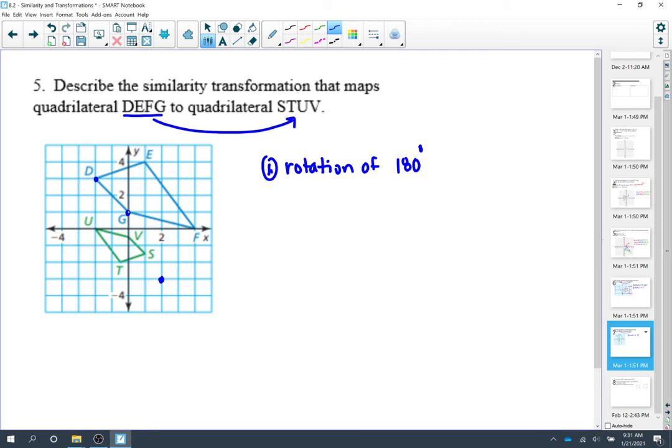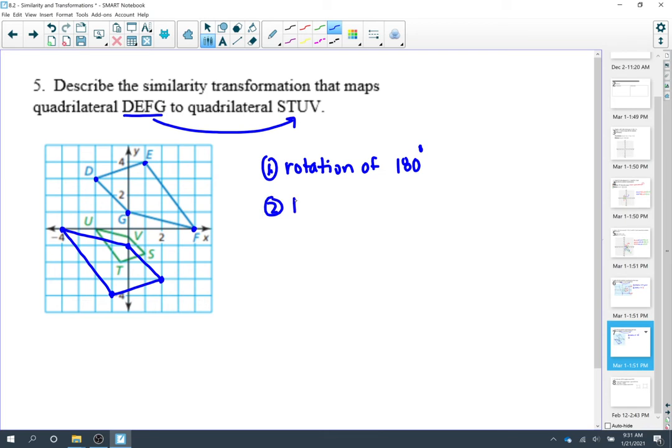G, instead of 0, 1, would be 0, -1. E, instead of 1, 4, would be -1, -4, because you flip both signs. And then F, which is at 4, 0, would be -4, 0. So right now, if we rotate it by 180 degrees, we'd be sitting right there. That looks like it's now in the correct position.